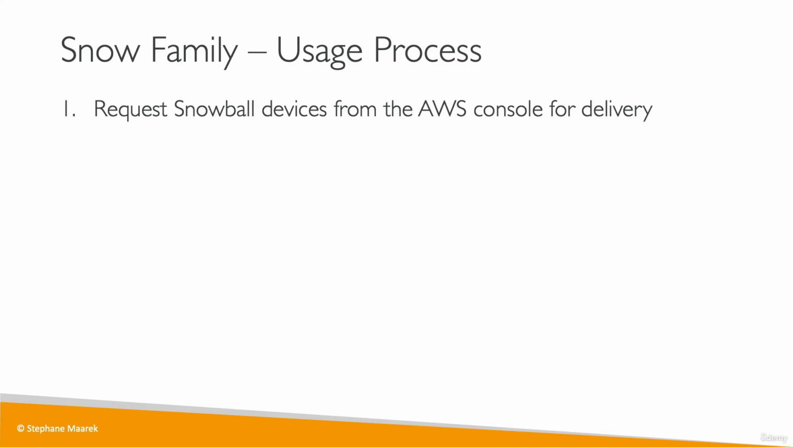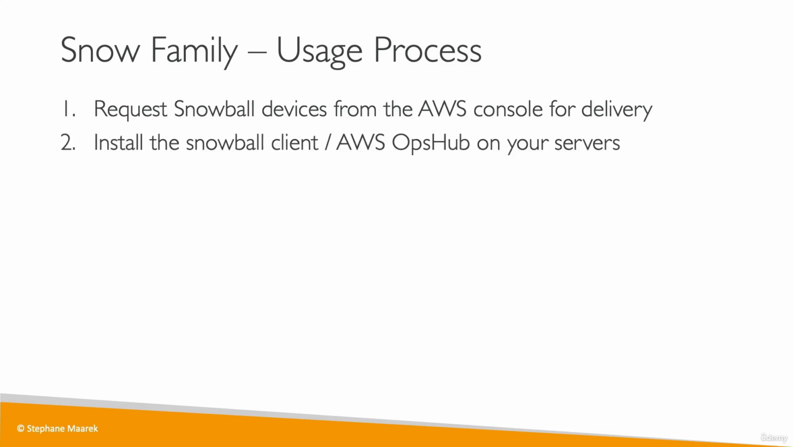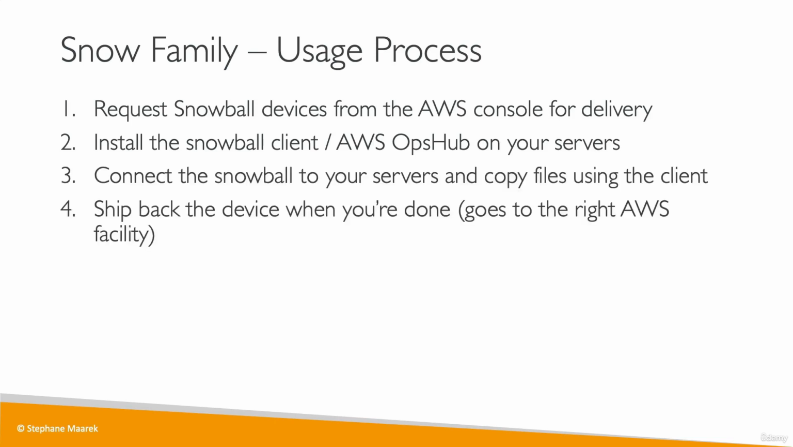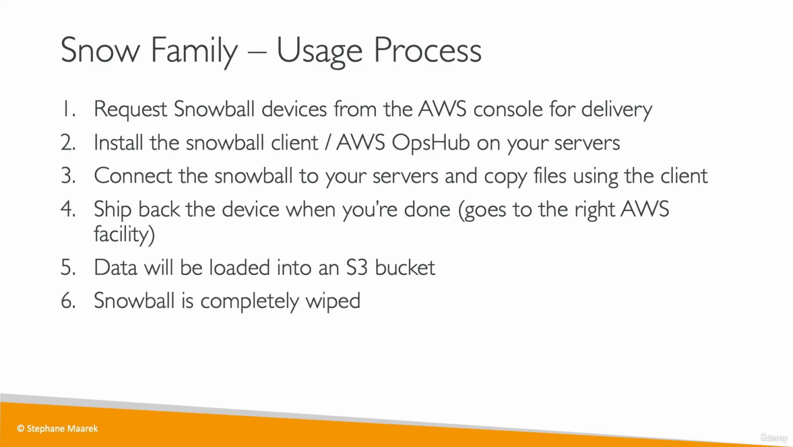Well, you request the device from the console for delivery, and we'll see this in the hands-on. Then we install the Snowball client, or we use AWS OpsHub that we'll see in this lecture, on your servers. Then we connect the Snowball to the servers and start copying the files in the client. Then we ship back the device when we're ready. It will go straight to the right AWS facility thanks to an e-ink marker. And the data will be loaded onto an S3 bucket. And then the Snowball will be completely wiped according to the highest security measures. So that's for the data migration.